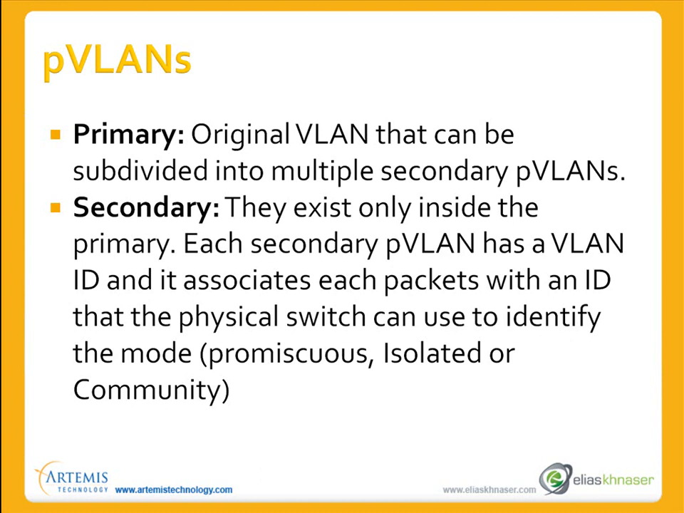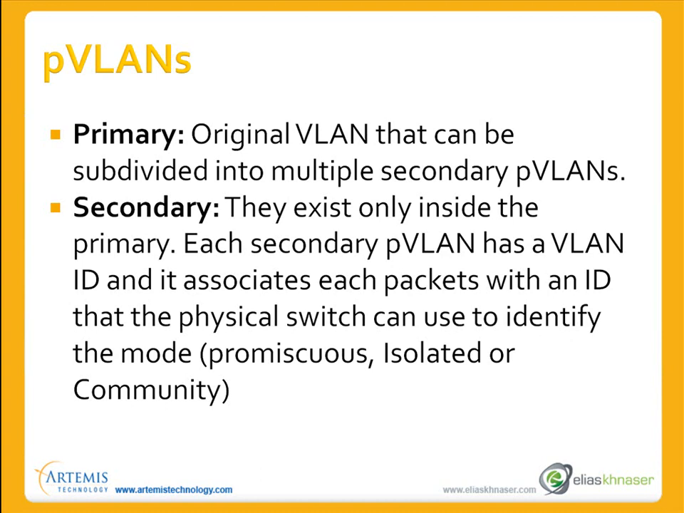Every packet that goes in and out of the secondary private VLAN gets an additional ID tagged to it so that the physical switch it's connected to can understand the packet that is coming. Let's say the original VLAN was VLAN 1 and the secondary private VLAN is 12. The packet would look like 1.12.